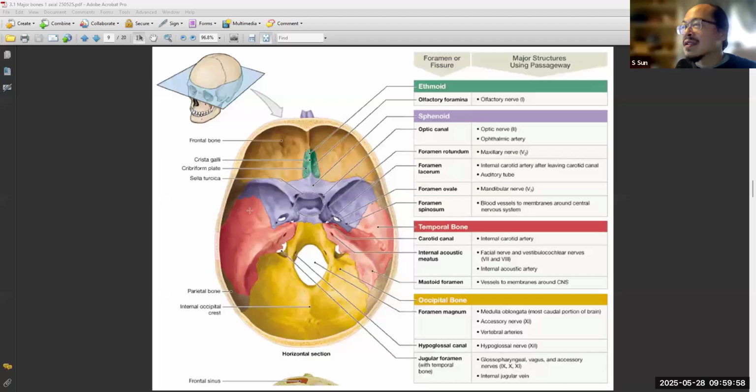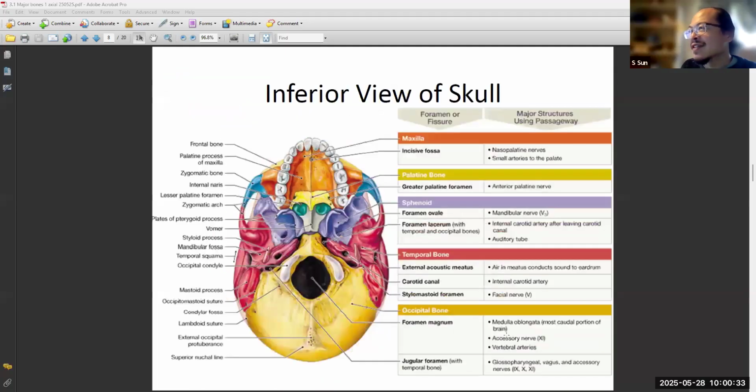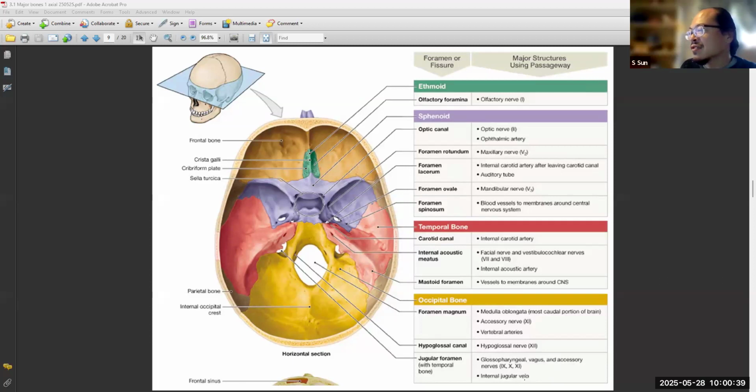And this one is the temporal bone. Down here, you have the carotid canal. This one is the internal acoustic meatus, where sound goes into your brain. This is the jugular foramen. That's what I thought earlier; it doesn't really say here. I was like, man, really? The jugular foramen actually allows the jugular vein to go through.